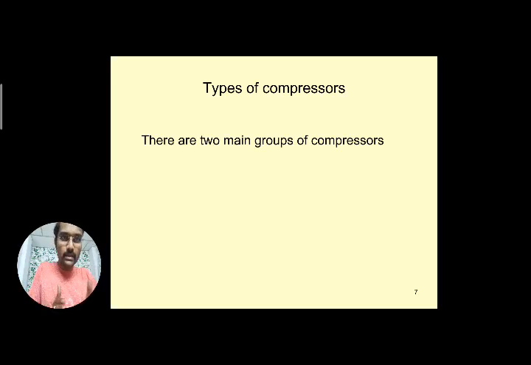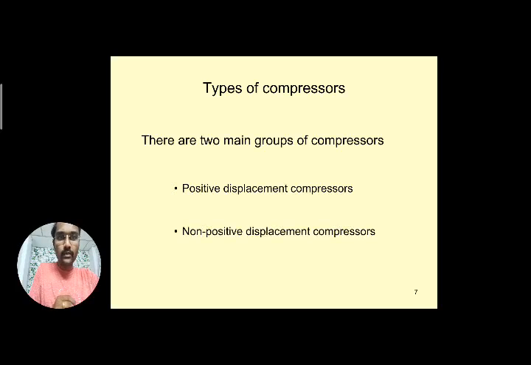Next we will discuss the types of compressors depending on different functions. But before that, there are 2 main groups of compressors, and in those 2 groups a subdivision of compressors will take place. What are the 2 main groups? One is positive displacement and another one is non-positive displacement compressors. We will see in a statement what positive displacement compressors and non-positive displacement compressors are.